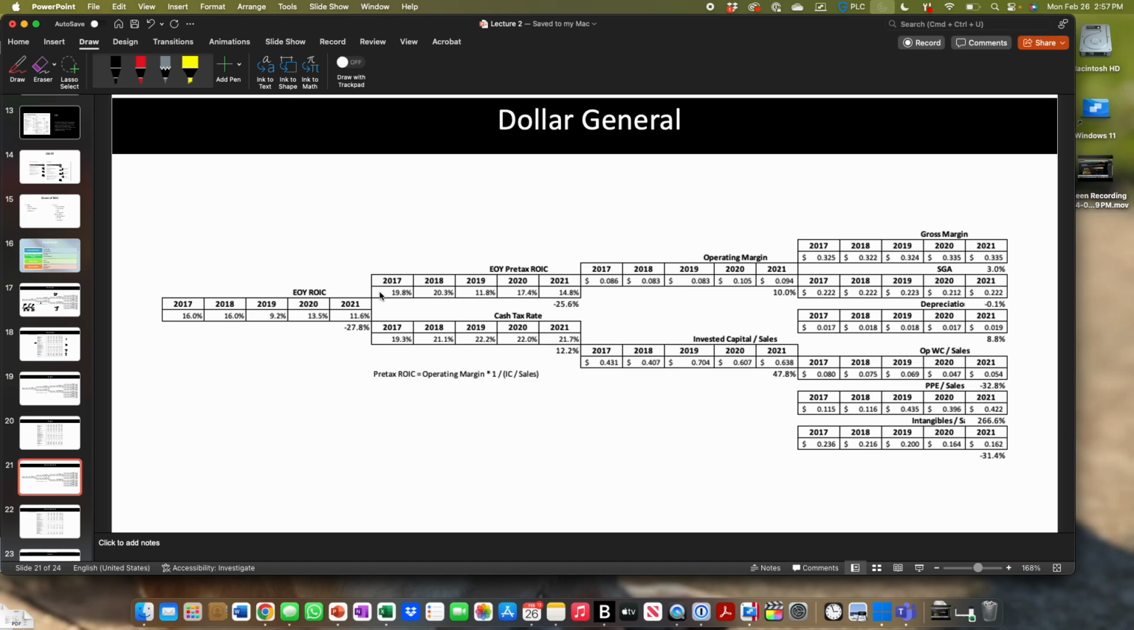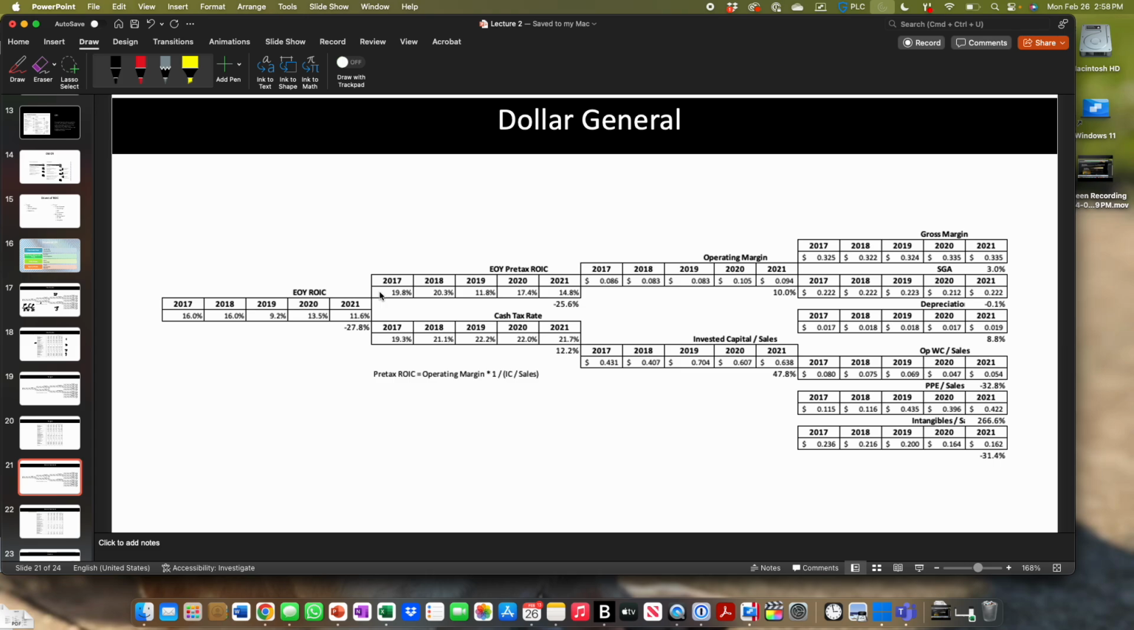But I'm saying, the ROIC for Dollar General went from 16 to 11.6 overall. So one of the reasons it went down is the tax rate got worse. So I want you to make sure you say those things too. Just don't say, oh, tax rate got better. Okay, so what does that mean? Everybody see the difference? Okay, so he was directionally correct, but I want you to be more specific as you go through this. Now, what about the pre-tax ROIC?